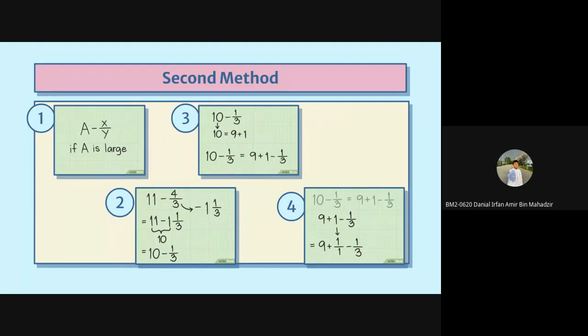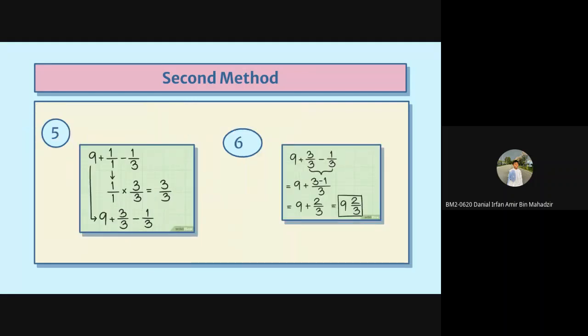So when you get 10 minus 1 over 3, then we can separate again into 9 plus 1. And as we know, one whole number as a fraction is equal to 1 over 1. When 9 plus 1 over 1 minus 1 over 3, we change the denominator by times 3, so we will get 9 plus 3 over 3 minus 1 over 3. Next.